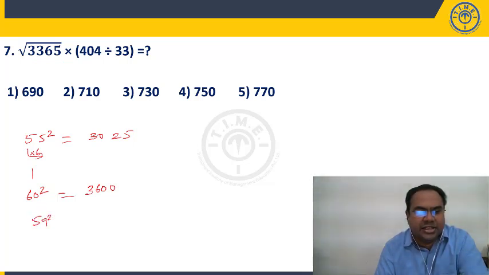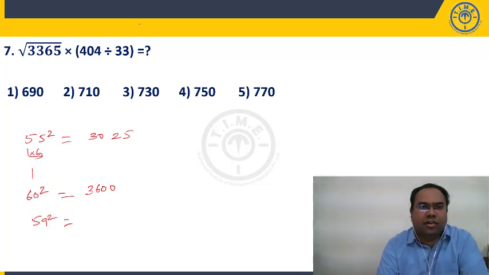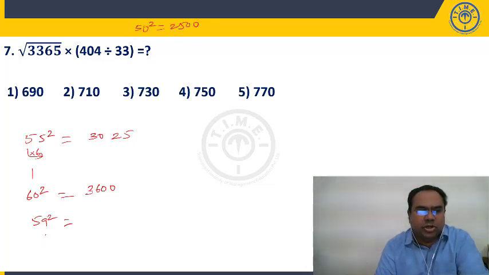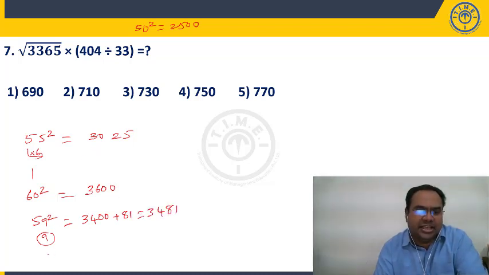Let us try 59 square. What is the base? 50 square, 2500 is my base. So it is how much more than 50? 9 more than 50. So we will add it to 2500, right? 25 plus 9, 3400 plus 9 square, 81. 3481. I want 3365, less than that.